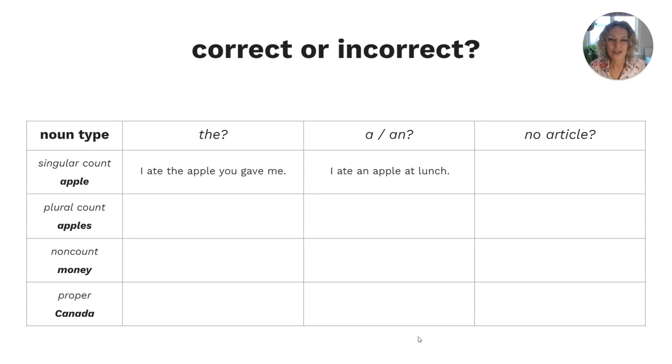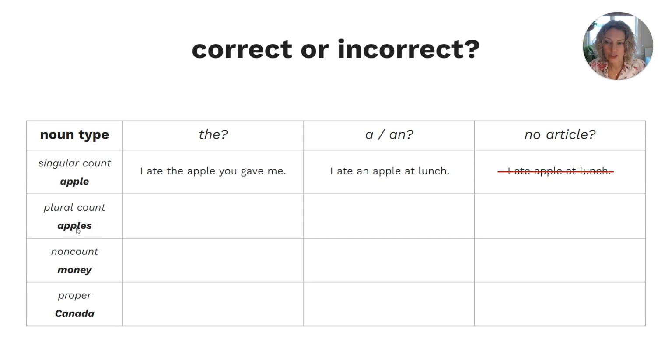All right, so let's look at the next one. I ate an apple at lunch. Is that correct? Yeah, that works. I don't need to be specific about it. I'm just saying I had some fruit. I ate an apple at lunch. Doesn't matter which one. And then how about I ate apple at lunch? Is that okay? No, it's not okay. It's incorrect because remember, singular count nouns must have a determiner. Apple's a singular count noun. We have to include a determiner.